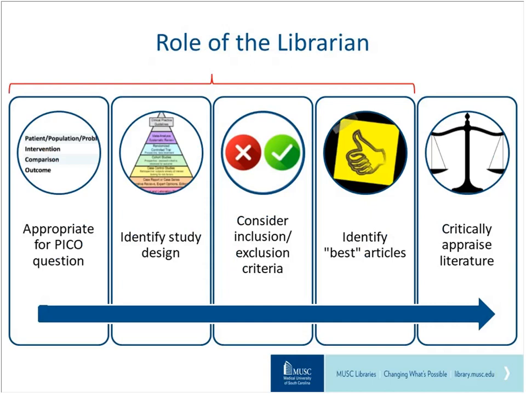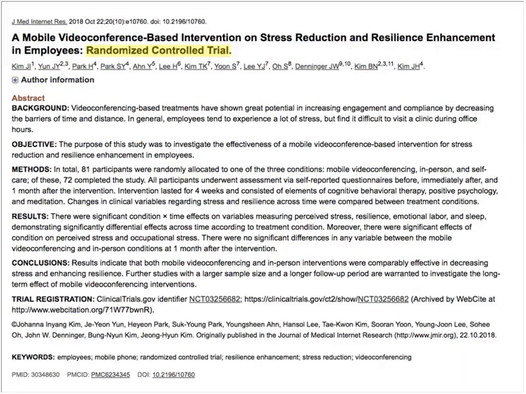So let's look at a few articles that we discovered through our search strategy. This first one is a randomized control trial, which is the ideal study design for a prevention or therapy question. In this study, their objective is to compare mobile video conference-based intervention versus in-person versus self-care for stress reduction and resilience. This is similar to our PICO question, except that their population is all employees rather than just hospital nurses specifically. So this relates to indirectness.